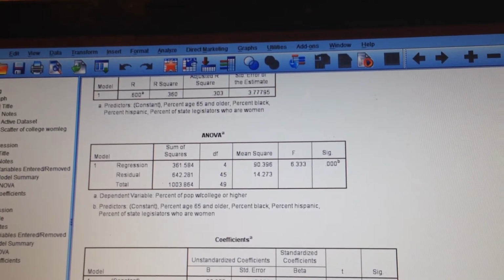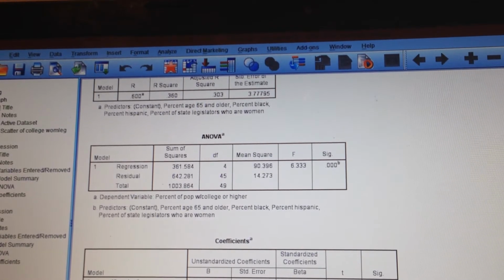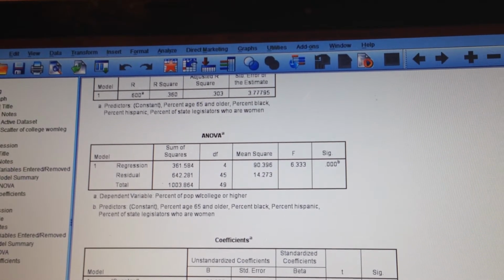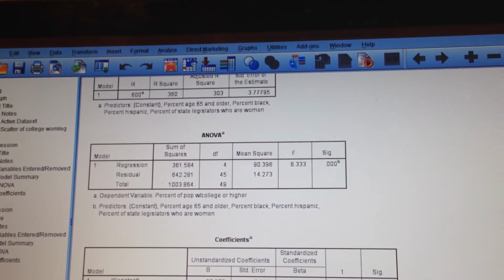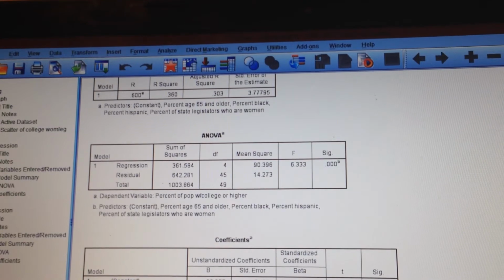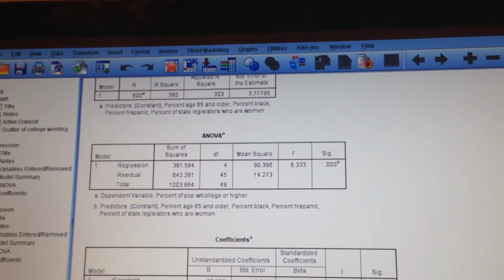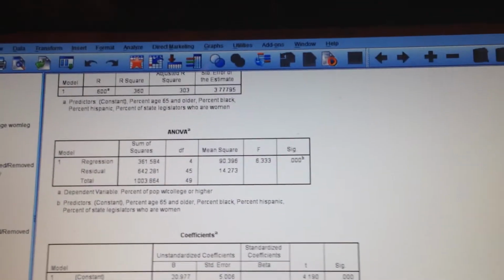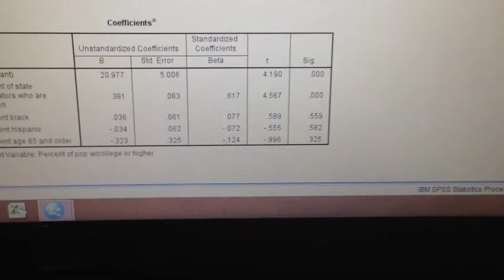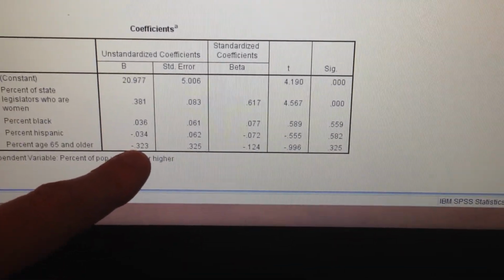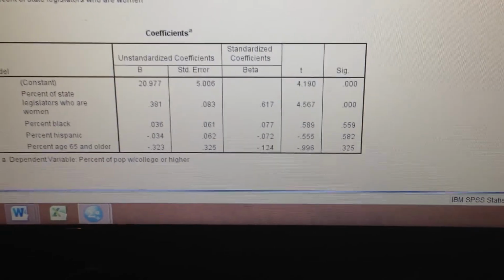More importantly here, we might also expect that changes in one independent variable don't just cause changes in the dependent variable, right? One independent variable may also affect the values of another independent variable. We call this an interaction effect, all right? Here, let's take the percentage of people 65 and older. That does not have a statistically significant effect on the dependent variable.